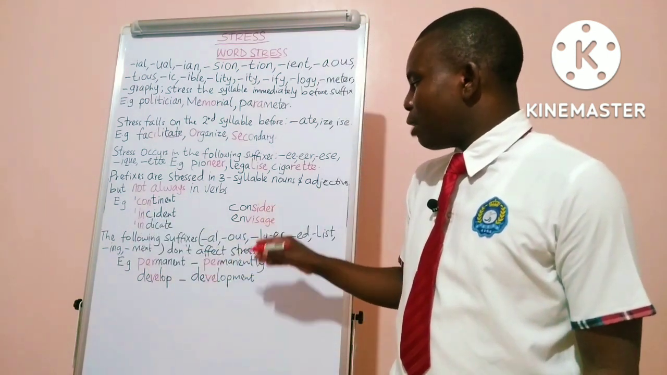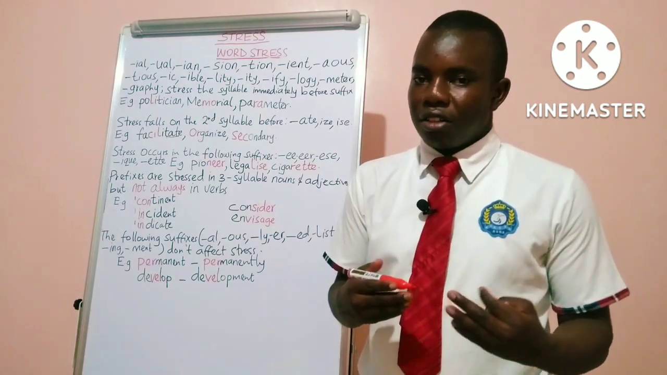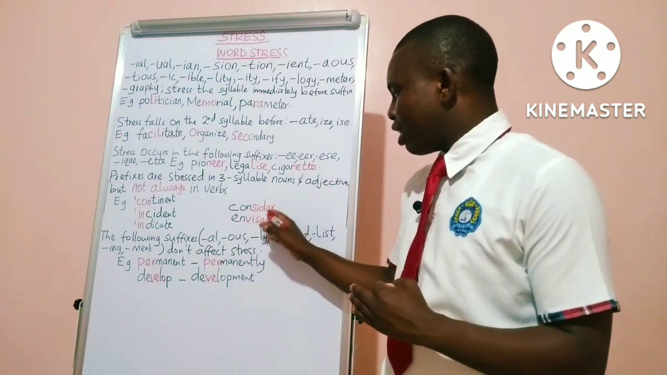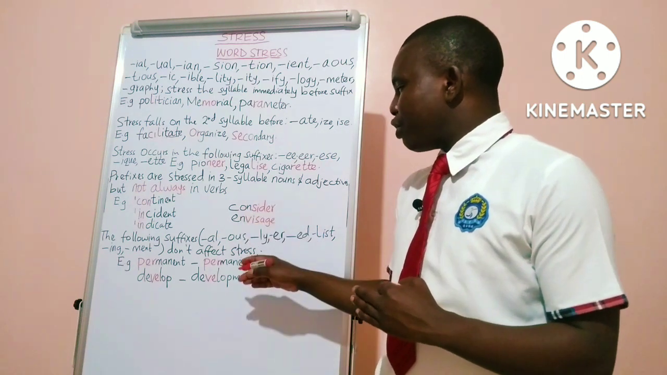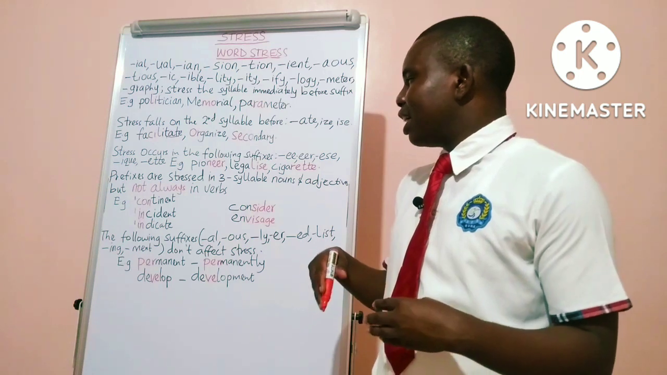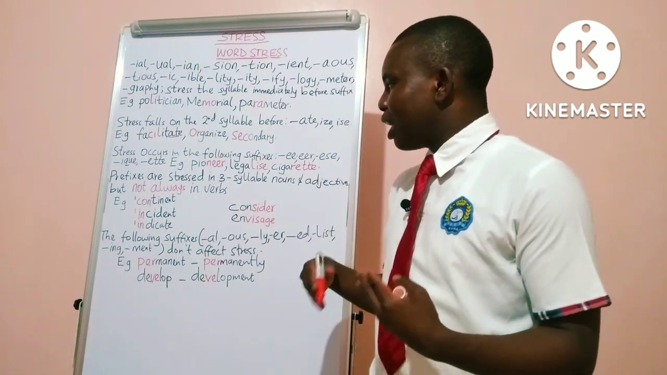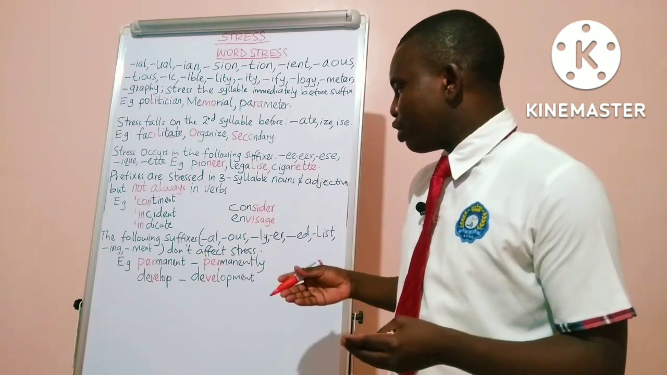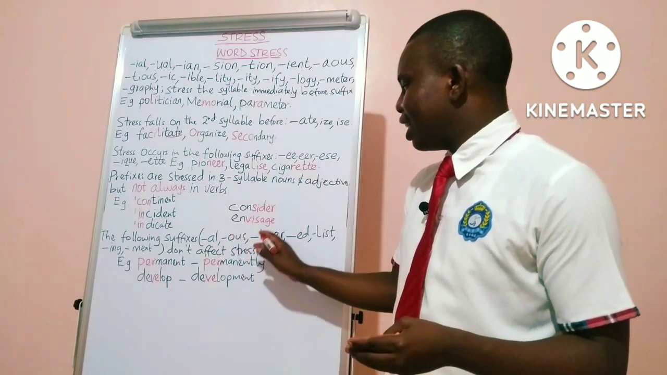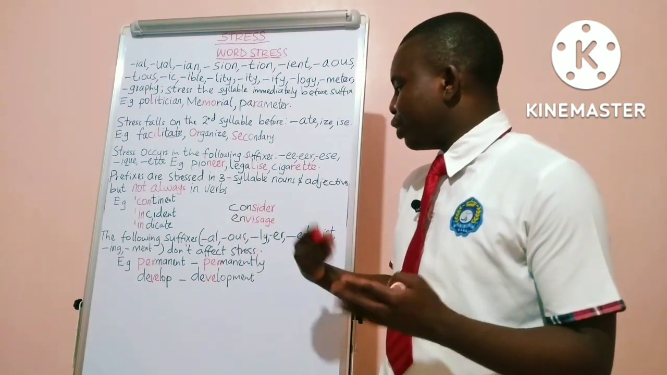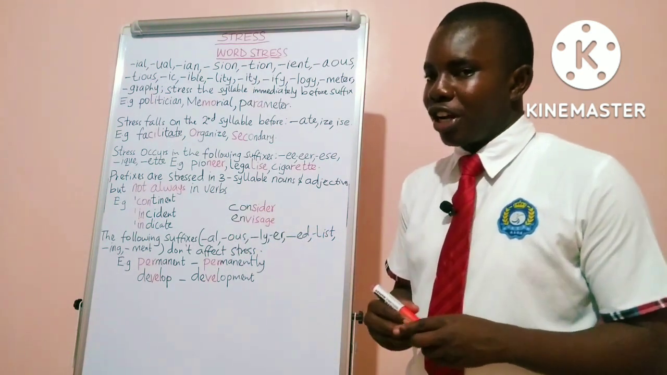But when we come to verbs, in consider, the second part is stressed. Now the prefix is not stressed, and just the same way we said that in three syllable nouns and adjectives the prefix is stressed, but not always in verbs. And as we can see in envisage, en, which is the prefix, is also not stressed.